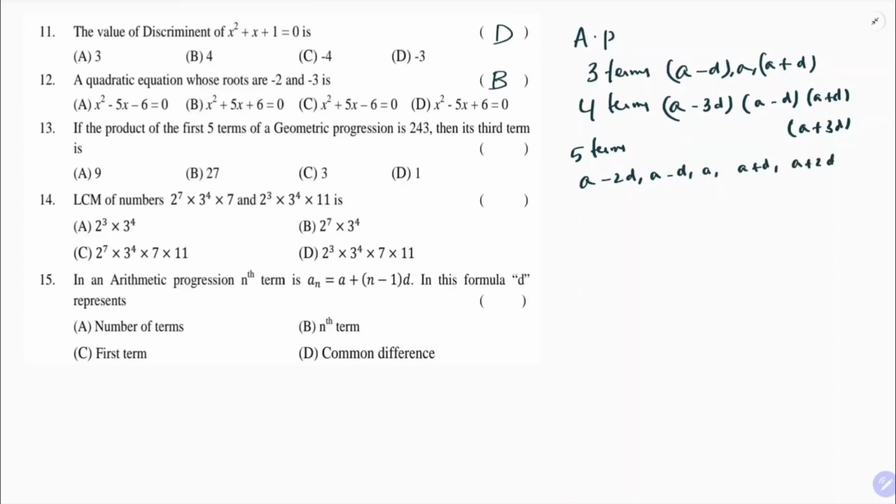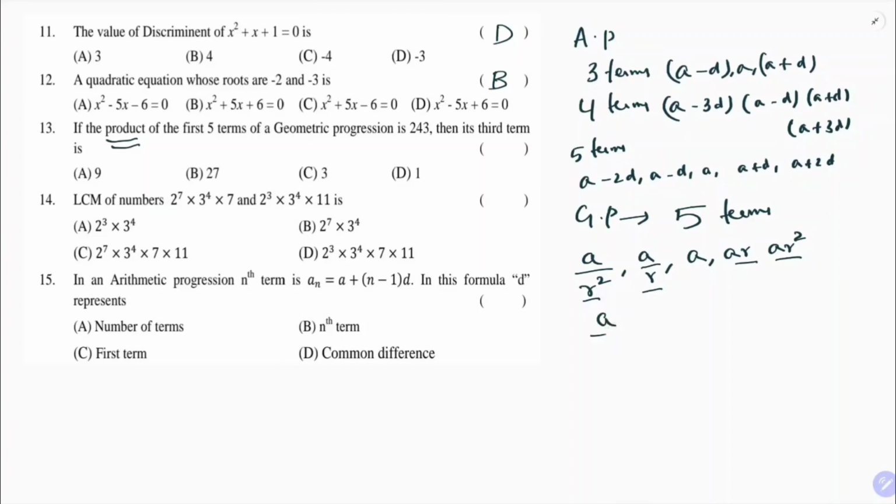In the same way for GP, geometric progression, if they say 5 terms, we need to take it this way. Now see here, a by r square, a by r, a, ar, ar square. If we take it like this, here they told in the question the product. Because if we take it in this order and multiply all the common ratio terms, r square, r, r and r square, all will get cancelled because they told the product.